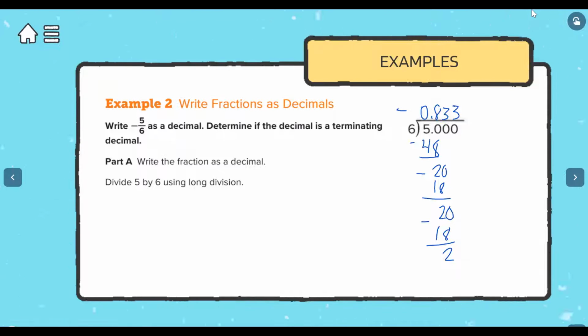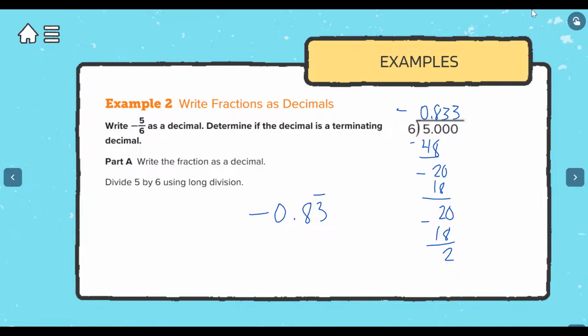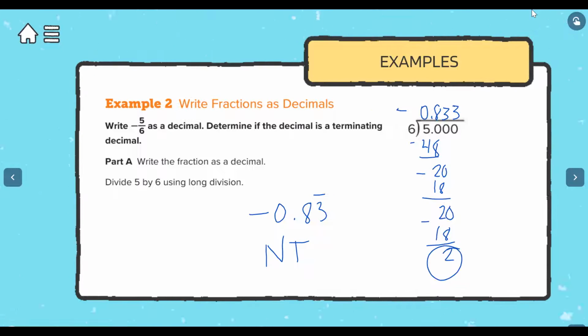My answer would be -0.83, and I will have to put a bar notation over the 3 to indicate that the 3 will repeat forever. And is this a terminating decimal? No, it's not terminating because it will never end in a 0. It will have another number. So that's when we say it's not terminating.